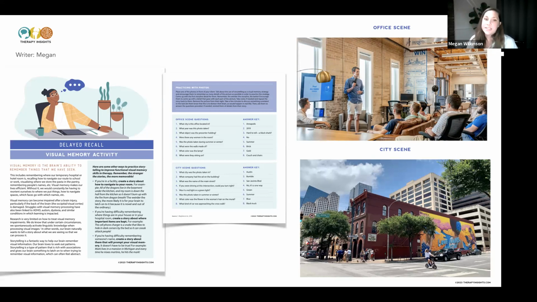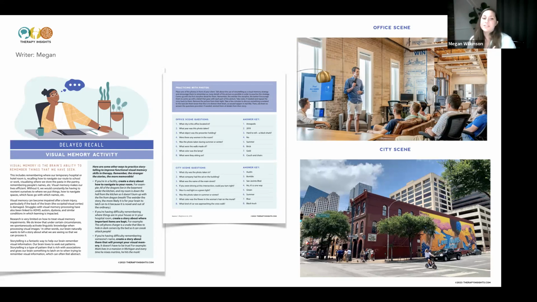And so with this activity, you're going to be placing the photos in front of your client, and then you're talking about the use of storytelling as a visual memory strategy, and you can work together with them on creating this storytelling strategy to remember information about the photo. And then there are questions once they have used that strategy and you take it away. There are questions for the client to answer and see, did storytelling work, and help you to remember all of the visual details in these images. So there's questions and then there's answer keys.